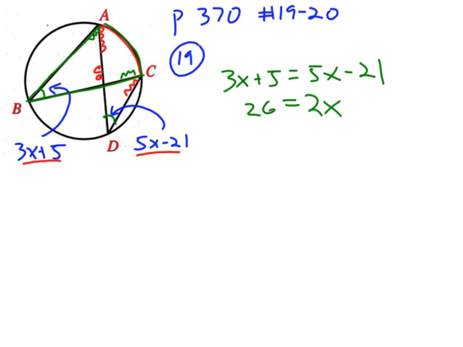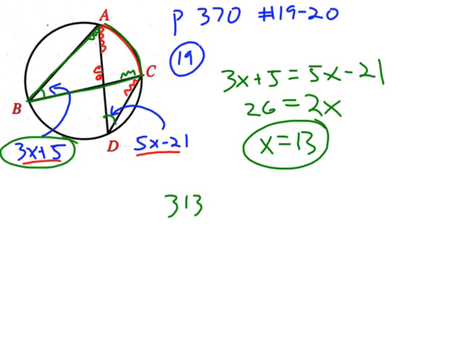All right, 26 equals 2x, and x equals 13. All right, now we're not done. Be careful here. We found x, but we didn't find the degree, so we need to plug it back in. Doesn't matter which one we choose. Let's choose this one right here. So 3 times 13 plus 5 would be 39 plus 5. So each angle will equal 44 degrees.